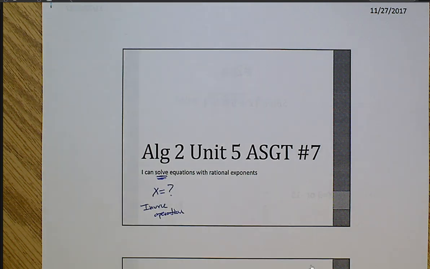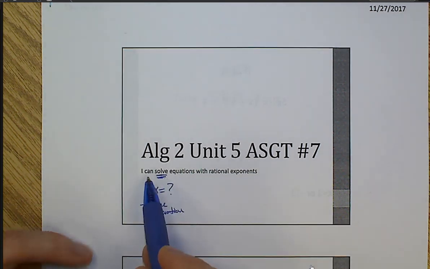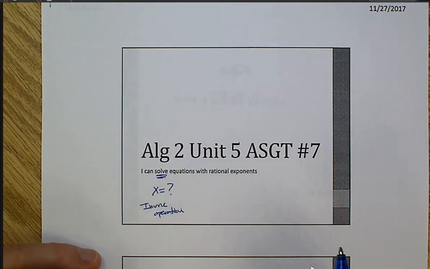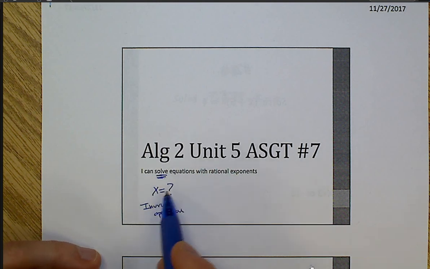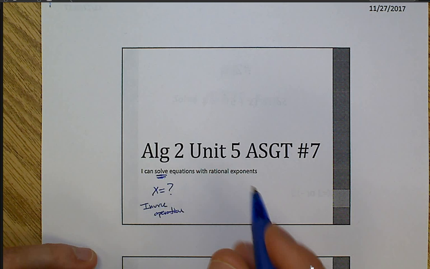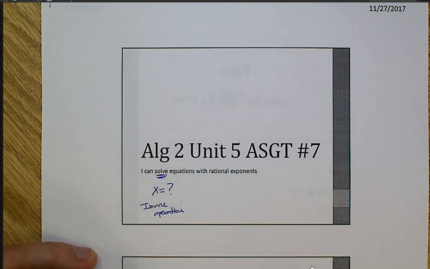We are back at it, lesson 7 in unit 5, and today we're going to be talking about solving equations with rational exponents. So we're solving here, so I just wrote down, we're trying to find out what x is, and we're going to be using inverse operations. Opposite of add is subtract, divide, multiply, etc.